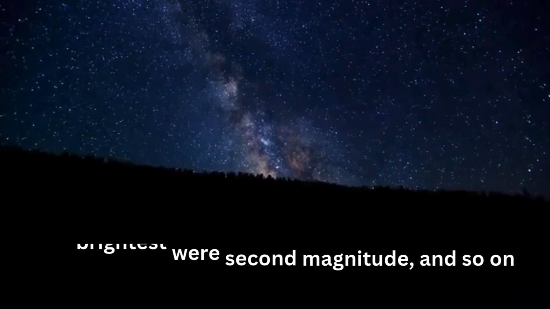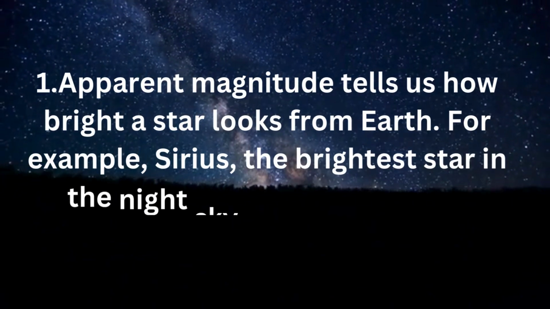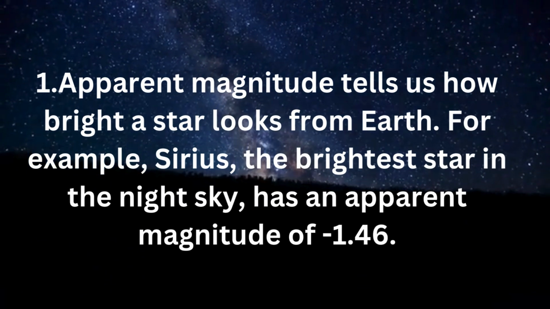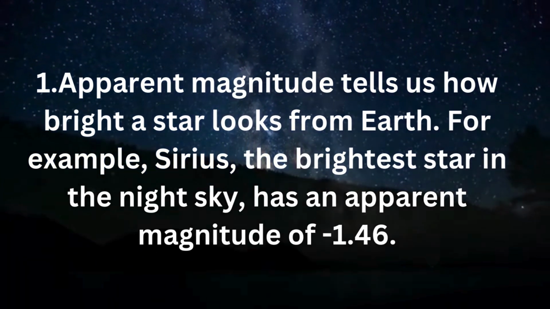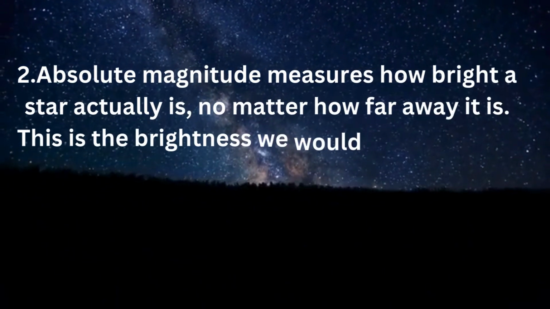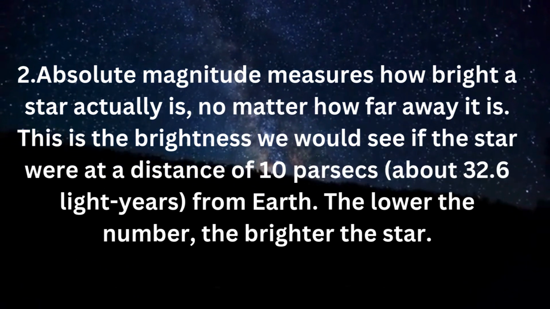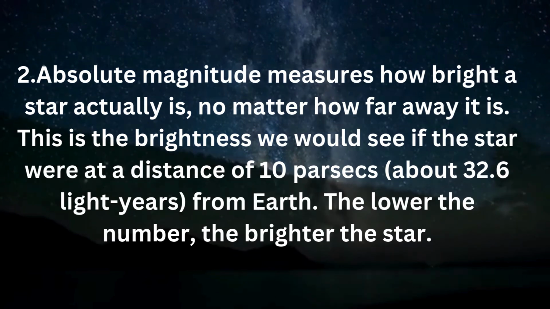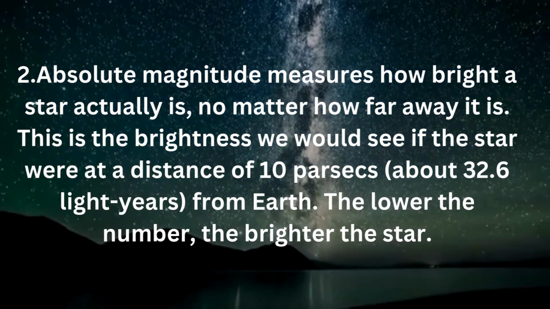Nowadays, we use two types of magnitude. Apparent magnitude tells us how bright a star looks from Earth. For example, Sirius, the brightest star in the night sky, has an apparent magnitude of minus 1.46. Absolute magnitude measures how bright a star actually is, no matter how far away it is. This is the brightness we would see if the star were at a distance of 10 parsecs, about 32.6 light years away from Earth. The lower the number, the brighter the star.